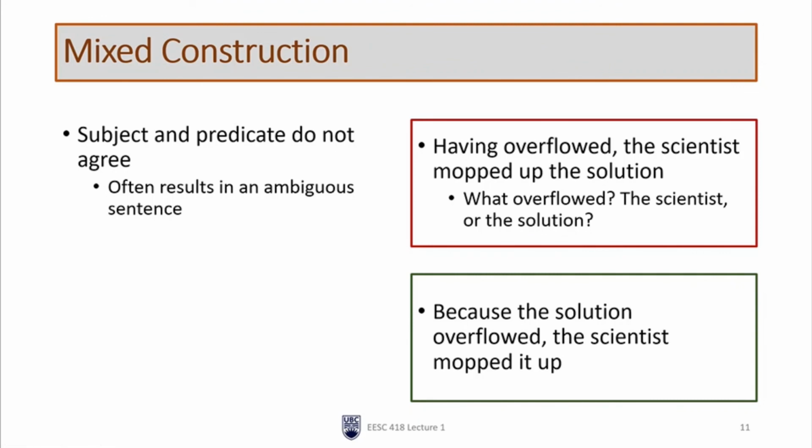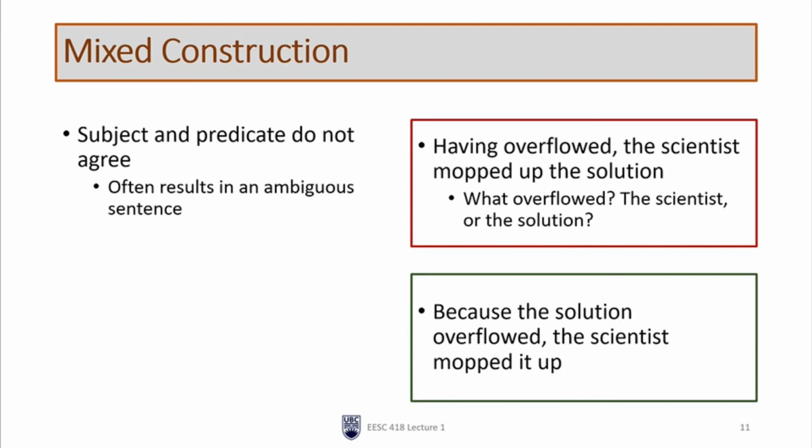Now, a related topic is mixed construction. In this case, we're not just messing up the number or plurality or the person, first person, second person, third person. Now we're actually mixing the subject and the object in the sentence and making it ambiguous. There are a lot of examples like this, and in the reading that I've left links to, you'll see several more examples, but I'll just leave one here. Having overflowed, the scientist mopped up the solution. We see sentences like this all the time.